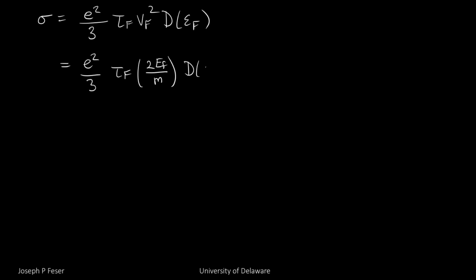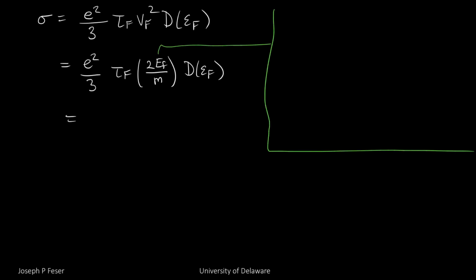If it's a parabolic band metal, then what we can do is use the fact that v squared is equal to 2E_F over m. So let me do a little proof of that. I'm not sure if I've shown this previously. What I'll do is write out the energy for an electron. For parabolic bands, that's ħ²k² over 2m. That's for a free electron case.